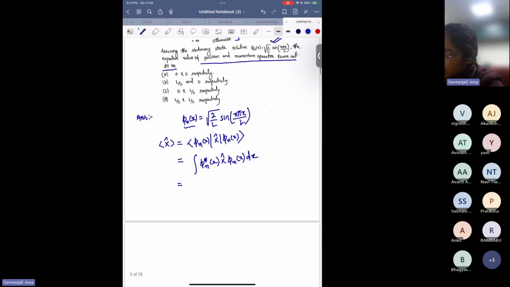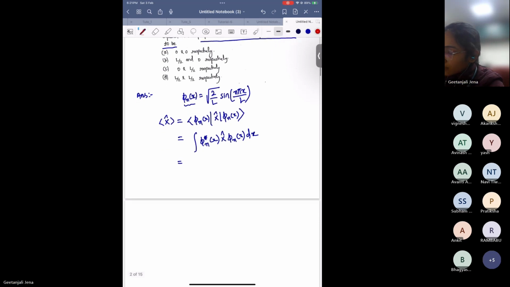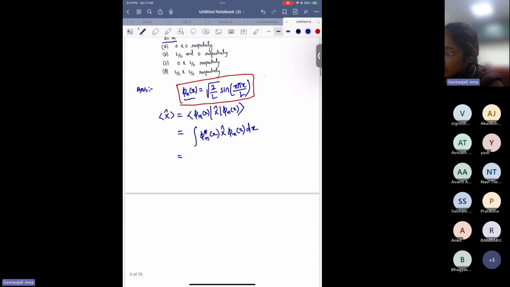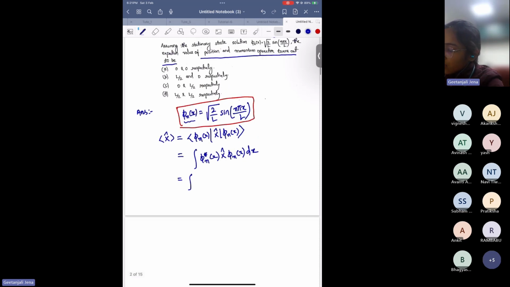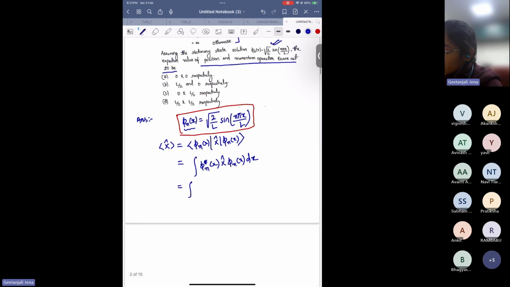Given phi n(x) equal to this, this is the expression for phi n(x). So you have to just put it in the integral so that you can calculate. So phi n(x) is given. How can you calculate the expression for phi n star(x)?